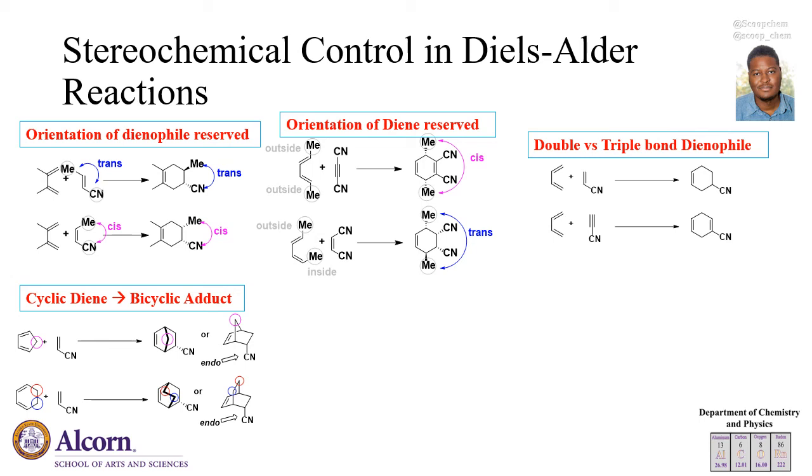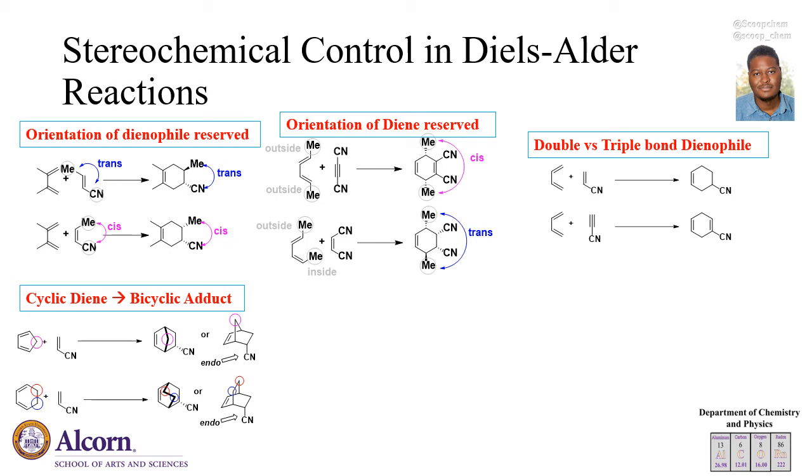If I take the cyclohexadiene structure, I get the bicyclic 2,2,2 octane structure. And again, the carbons that are circled in red and blue are 2 carbons that are not participating in the reaction. So cyclic dienes will always afford bicyclic products.